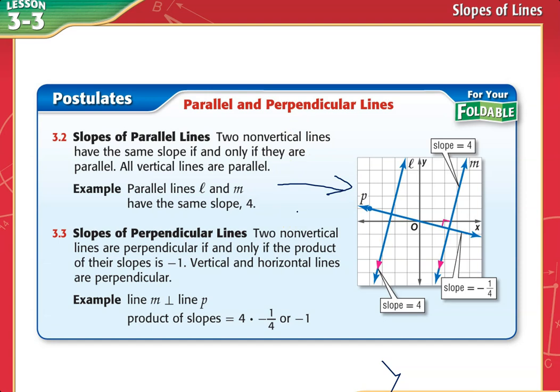Slopes of perpendicular lines: two non-vertical lines are perpendicular if and only if the product of their slopes is -1. So we have line M is perpendicular. Notice the notation we use for perpendicular. Line M is perpendicular to line P. The product of their slopes, 4 and -1/4, ends up equaling -1.